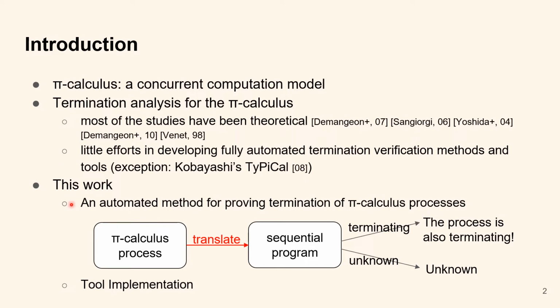Now, we propose an automated method for proving termination of pi calculus processes. We translate a pi calculus process to a sequential program so that if the transformed program is terminating, then the original process is terminating too. Our approach enables us to use powerful tools developed for sequential program termination. We have implemented a termination analysis tool for the pi calculus based on the proposed method.